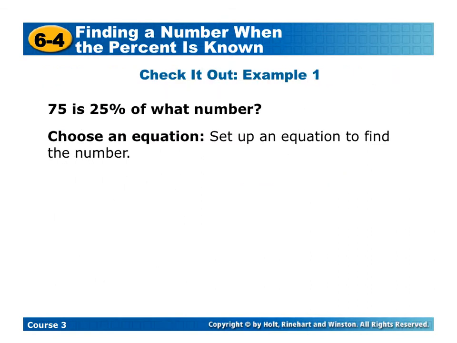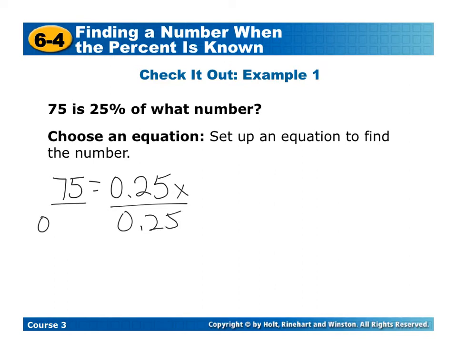Now it's your turn. Why don't you go ahead and pause the video and see if you can set up an equation for this problem. Since we have 75 it's going to be 75 equals 25%, so we're going to write it as a decimal, of what number? So times x. I'm going to solve it. I'm going to divide by 0.25. And I get that 300 is equal to x.